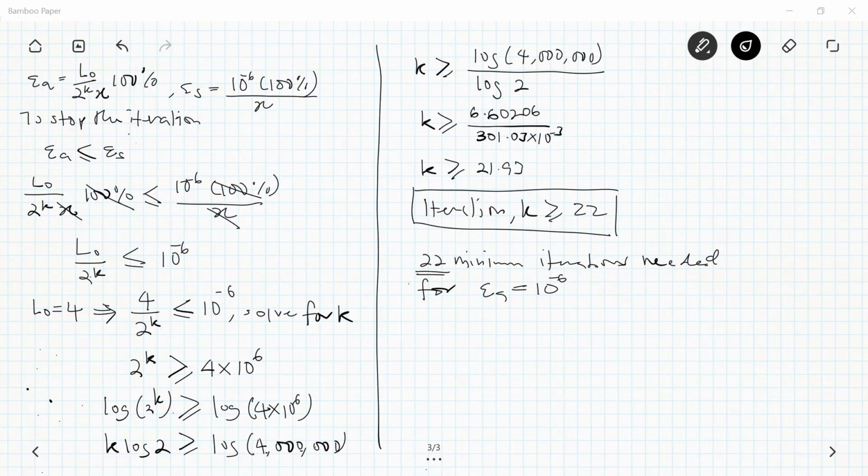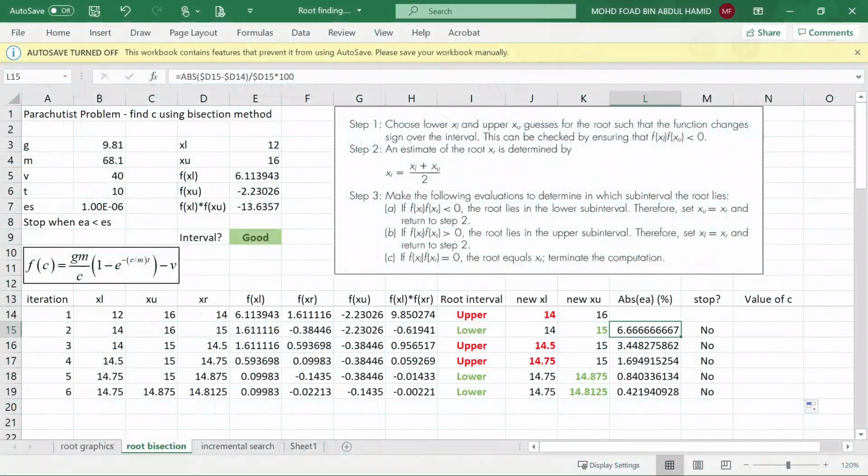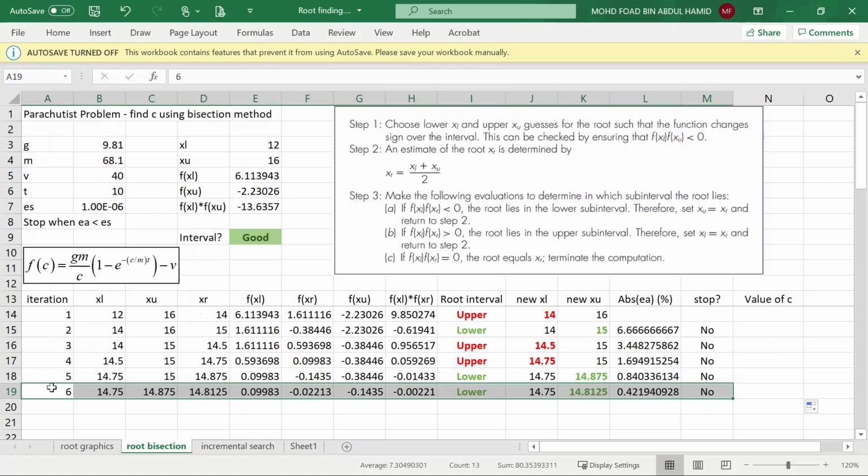So let's go to the Excel sheet here. Okay, so we have done only 6 iterations, so we need a lot more. So let's do this and see. Highlight this and then drag this thing here.